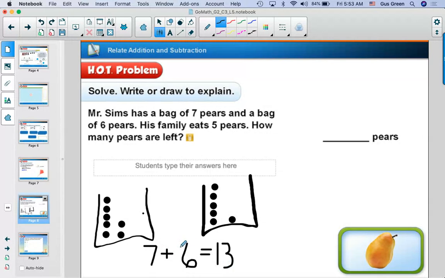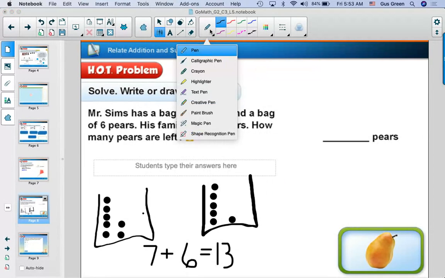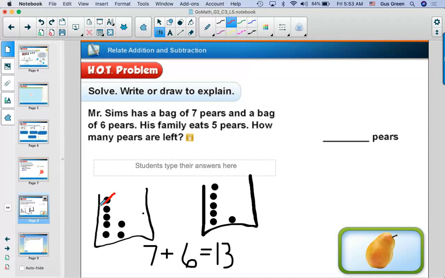And if his family eats 5 of them, let's do a cross off. We'll use red to cross off. His family eats 5. 1, 2, 3, 4, 5. How many would he have left? 1, 2, 3, 4, 5, 6, 7, 8. He would have 8 left over. So that's the same as saying 13 minus 5 equals 8. You'd have 8 left over.